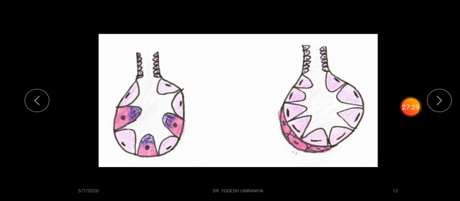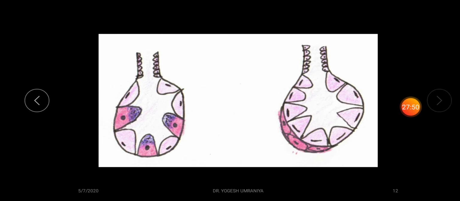So again remember for your viva purpose that serous demi-lune is an artifact, not an actual anatomical structure. Actual anatomical you will find the serous cell between the mucous cell. This is the normal arrangement, but due to the formalin type of the fixative you will find the serous demi-lune.